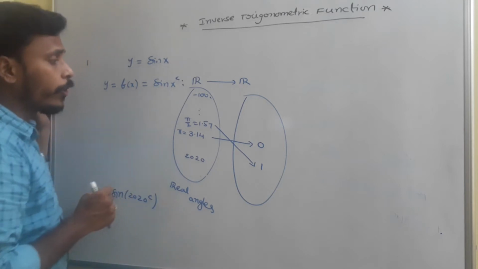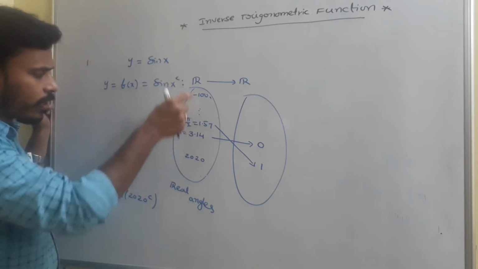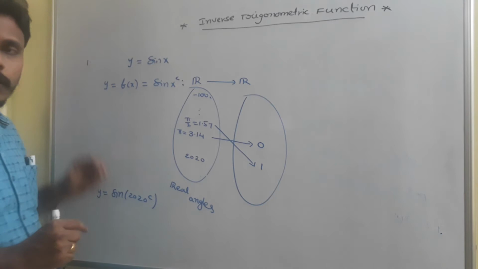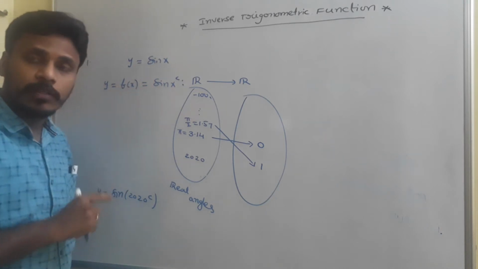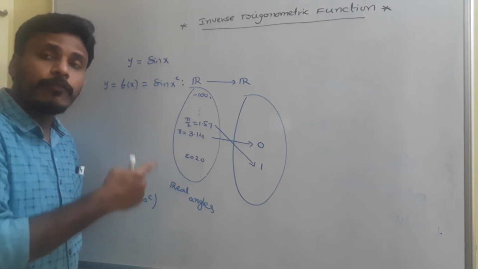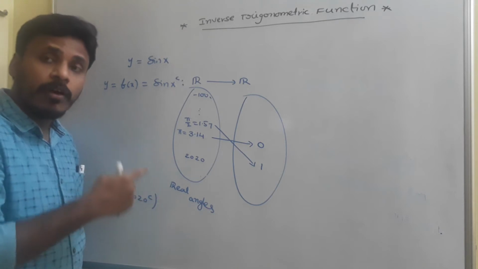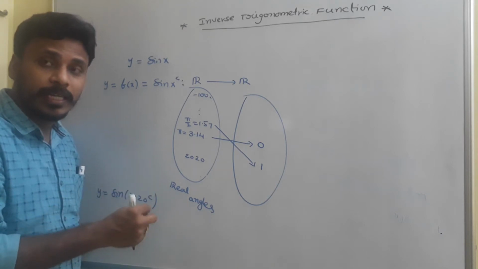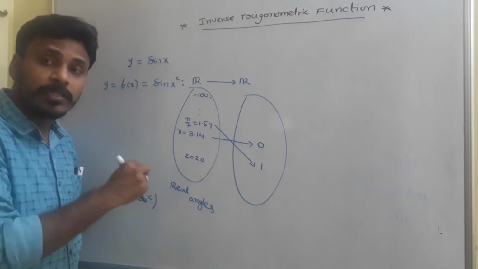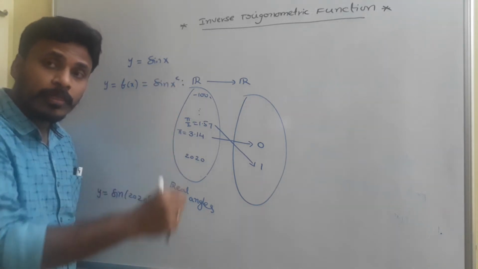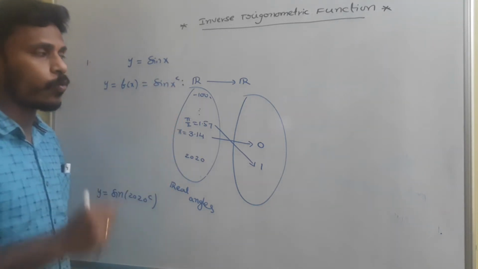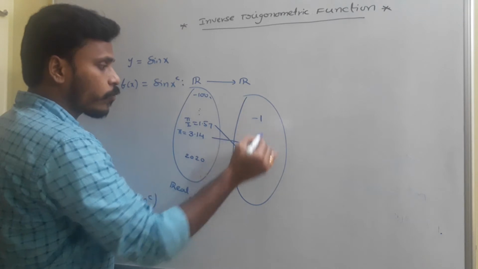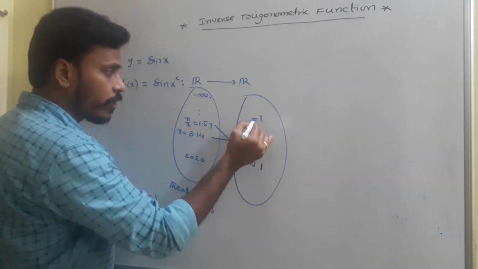What I am going to tell you is, take different real numbers in the place of x and you will get outputs. If you observe all those outputs from trigonometry, we are very clear that all those numbers are connected to numbers between minus 1 and 1. Here it is minus 1, here it is 1, and this is 0.